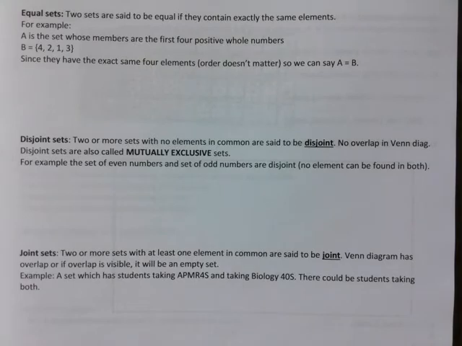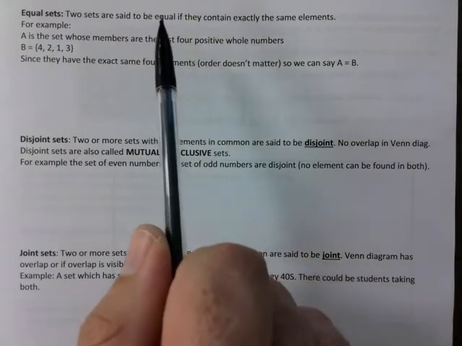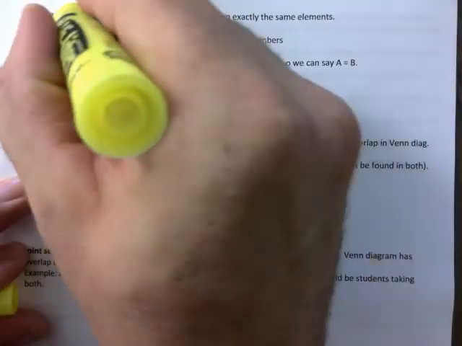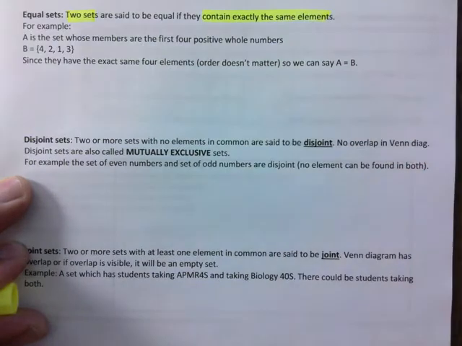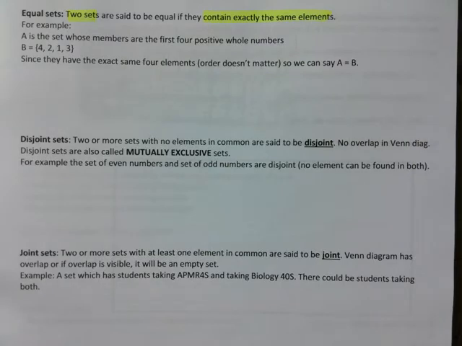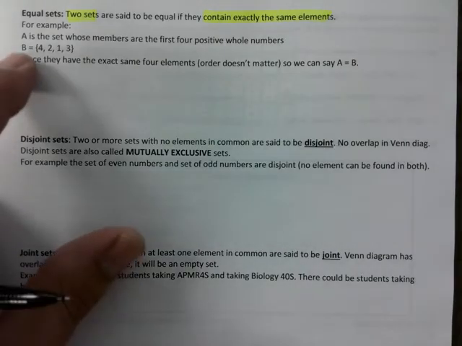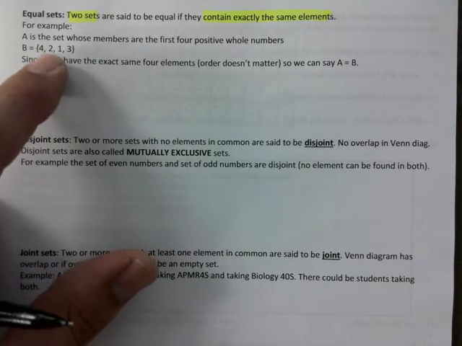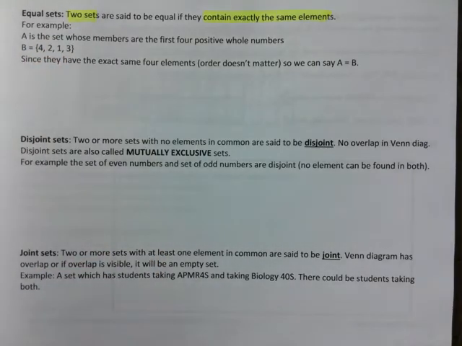Okay, equal sets. This one is not as common, but you need to know. So flip to page 3. Two sets are said to be exactly equal if they contain the exact same elements, right? For example, sorry, I tried my best to come up with a good example, but A is a set whose members are the first 4 positive whole numbers. And then you have this other one that just states what's in there. These are the same set. One is just stating it in words, the other one is stating the numbers.